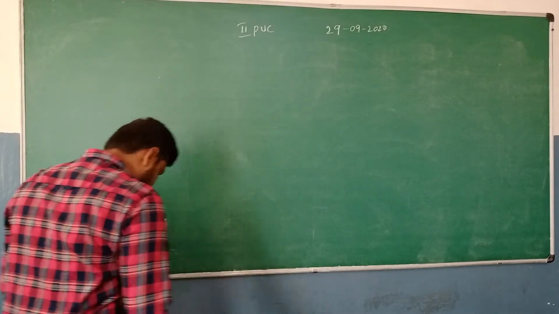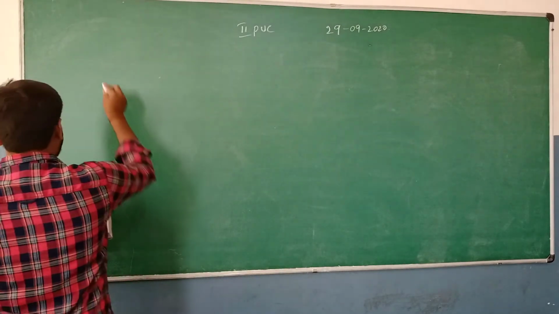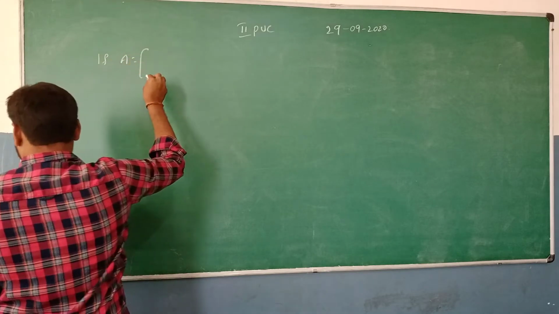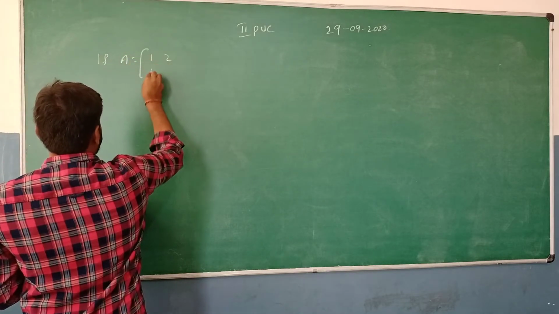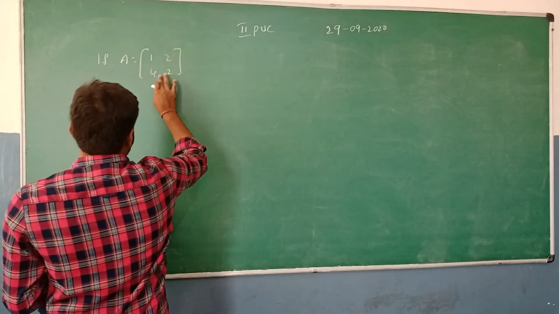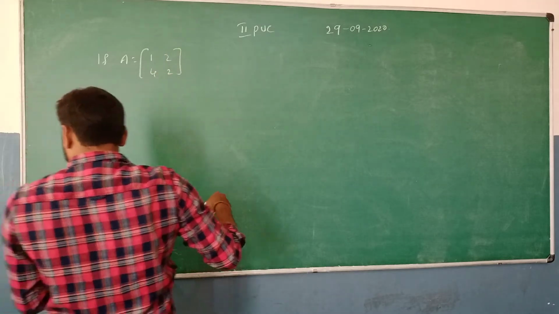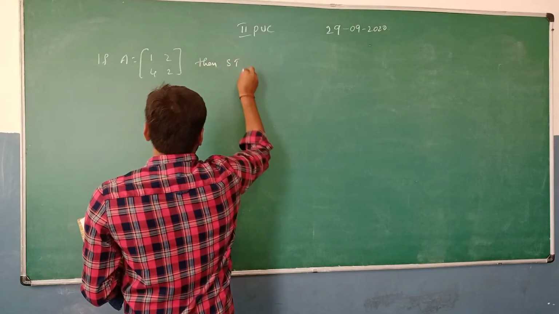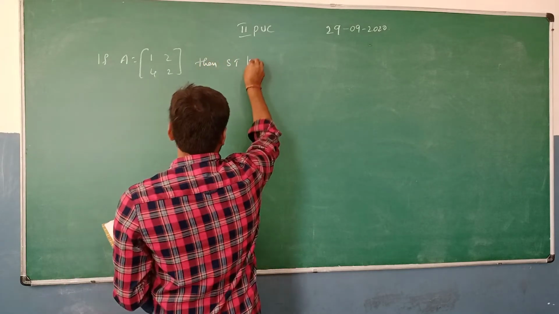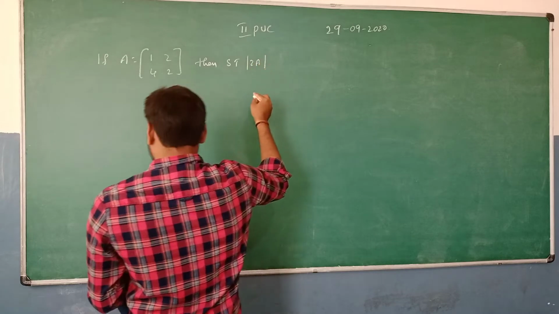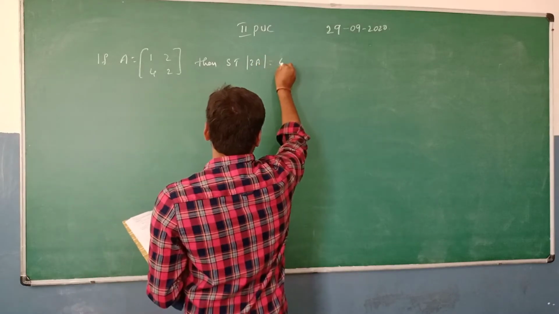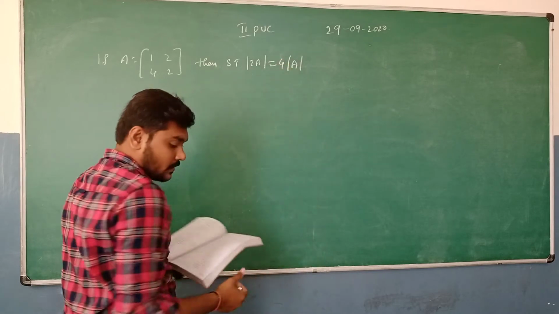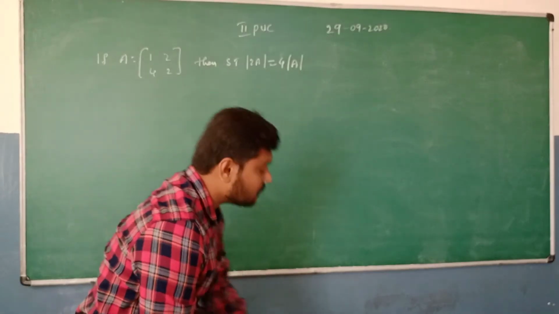Okay. So the next question is: if A is equal to the matrix 1 2, 4 2, a matrix of order 2 cross 2, then we need to show that determinant of 2A is equal to 4 into determinant of A.